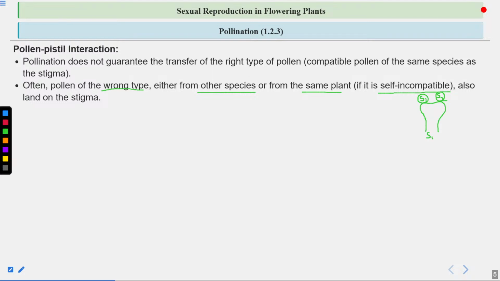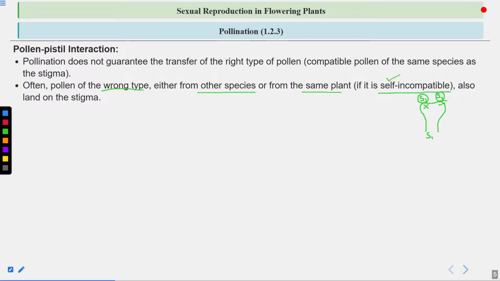So here we see two types of pollen grain. One is S1 type and another is S2 type. Which one will germinate here? The S1 will not germinate. It will not be allowed to germinate here. Only the S2 type will germinate. Why? The question should be here. Why? Because here the S1 and S1 both have the same type of genes, so it is incompatible.